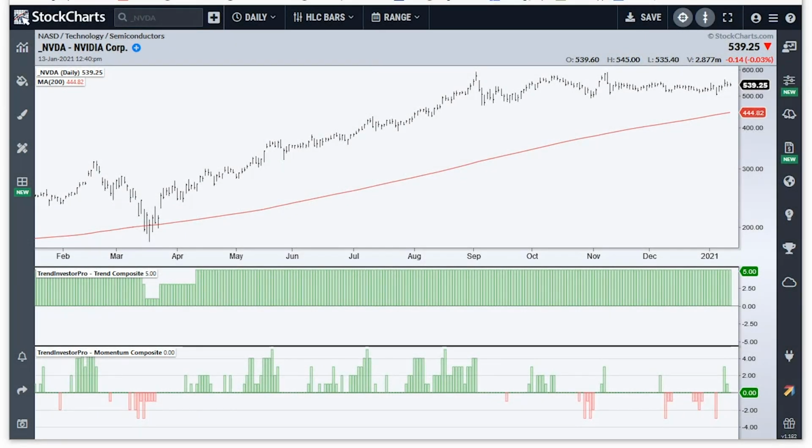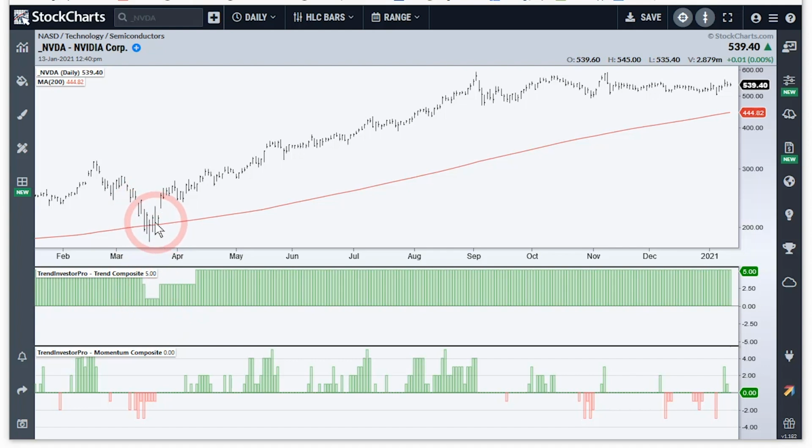All right, so now let's look at some individual stocks that I think are setting up. And the first one here is Nvidia. And what's amazing about Nvidia is when we had the breakdown in February and March there with the COVID crisis hitting, you can see that the trend composite did not turn negative. So we never had a long-term bearish signal from Nvidia.